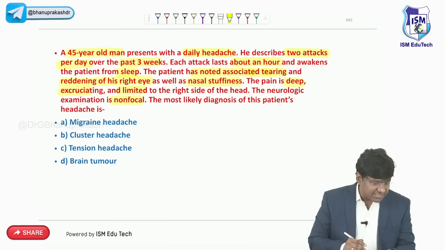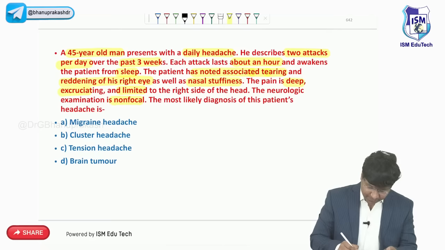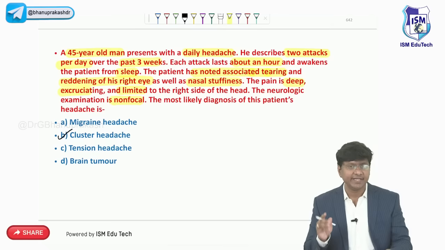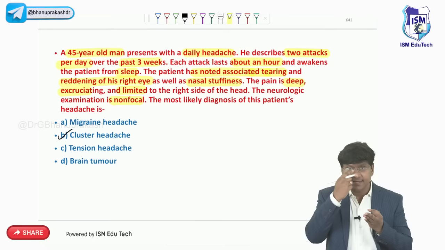Most likely diagnosis in this case? So what do you think is the answer? Very good. So that will be the cluster headache. So what is this cluster headache? Please remember, cluster headache is the one which is more commonly seen in males. And it is a unilateral headache. The headache is mainly in the periorbital localization. The pain is mainly located in the periorbital area.